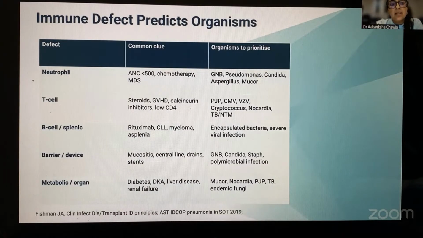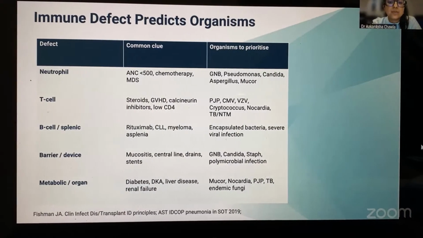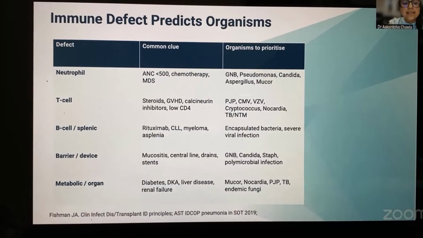The immune defect can also predict the possibility of organisms or what to prioritize. For example, if your absolute neutrophil count is less than 500, or the patient has a recent history of chemotherapy or myelodysplastic syndrome, you need to prioritize gram-negative bacteria, including Pseudomonas, Candida, Aspergillus, as well as Mucor. For a patient with a T cell defect and a recent history of steroids, graft versus host disease, or low CD4, you have to prioritize covering for Pneumocystis jirovecii, cytomegalovirus, varicella zoster, Cryptococcus, Nocardia, tuberculosis, as well as NTM.